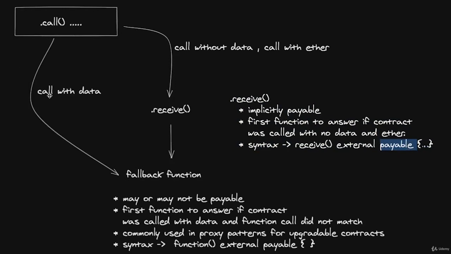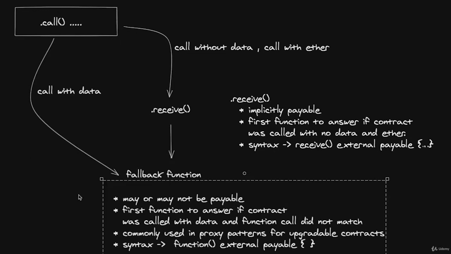On the other hand, if the function is called with data, with or without ether, the first function that it will fall back to is the fallback function. And this fallback function may or may not be payable. You may or may not have to use the keyword payable. And this is normally used in proxy patterns and upgradable contracts. And that's what I was referring to a few minutes ago, that I cannot really cover in this class. That's beyond the scope of this introductory class on Solidity. Maybe I will make another class about it, but this is not the class for it. Just know that the fallback function is mainly used in proxy patterns. And the syntax of this fallback function would look something like this. It's an unnamed function, external and payable.